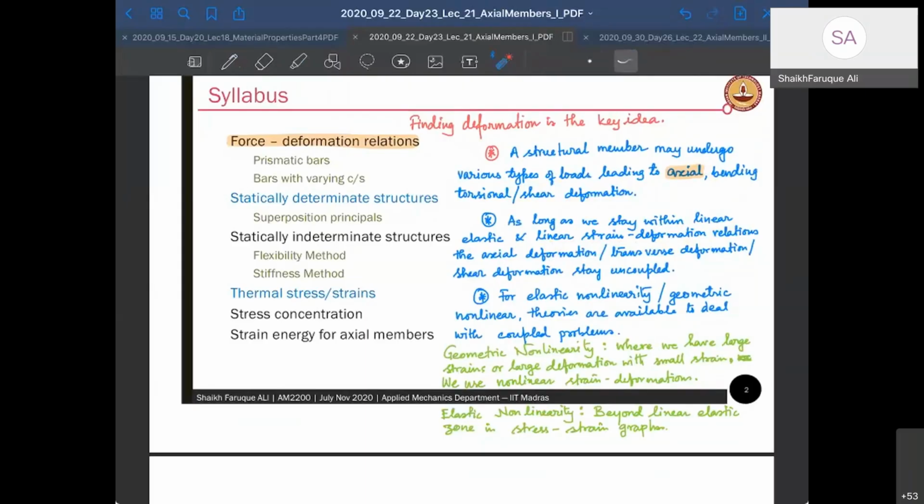For geometric nonlinearity, you have to assume they are coupled. You cannot assume them to be uncoupled.